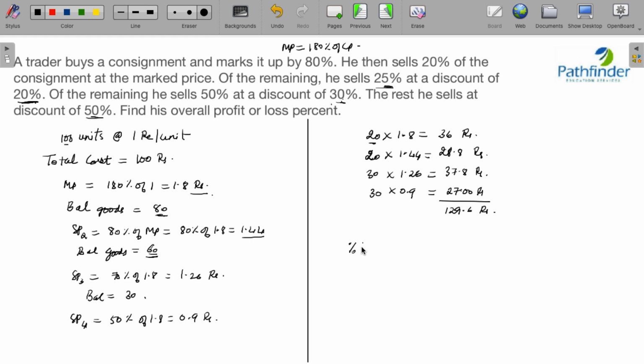Now the percentage profit can be easily calculated as 129.6 minus 100, which is our cost, divided by 100 into 100, that is equal to 29.6%. So we can see that all these questions based on traders and consignments can be solved by making some simple assumptions. All you need is the value of total cost and the value of total sale. If you get that, you can easily compute the profit as 29.6%.